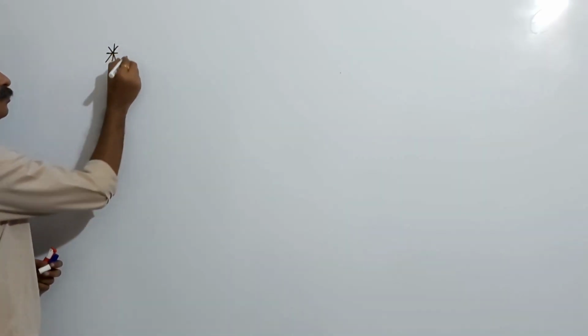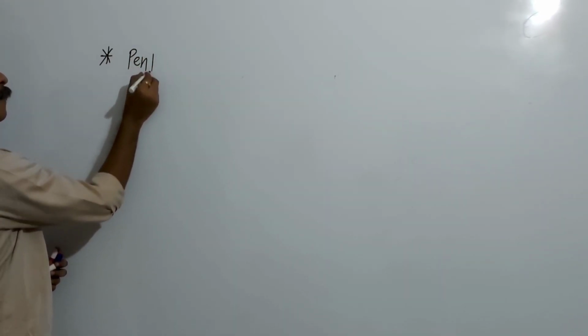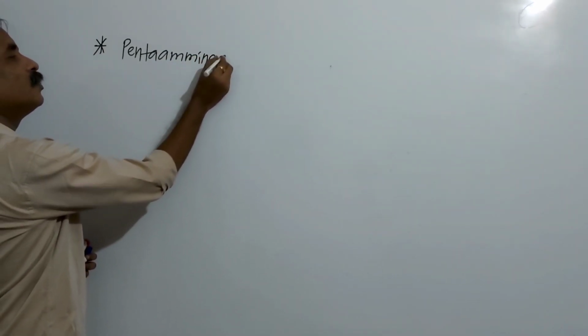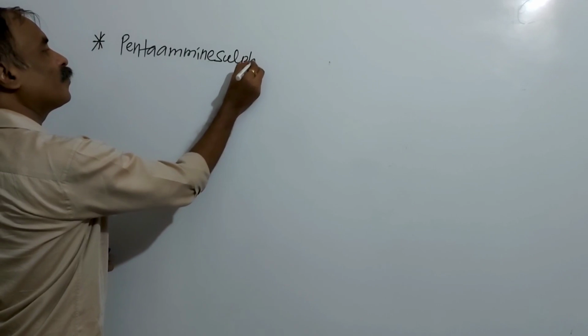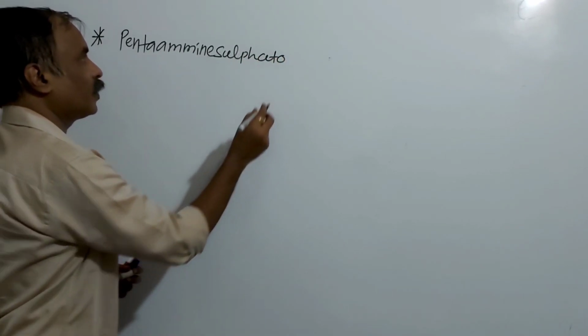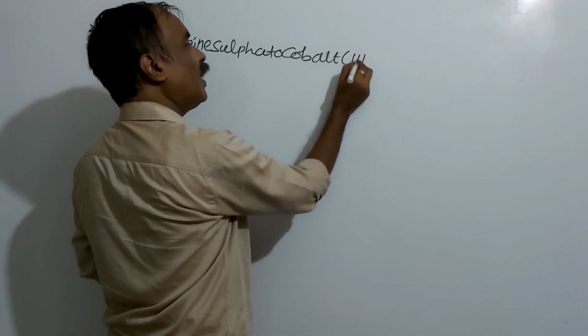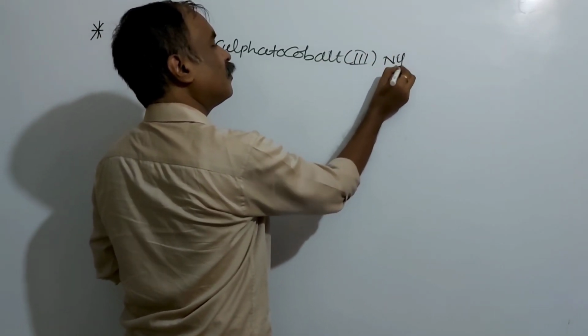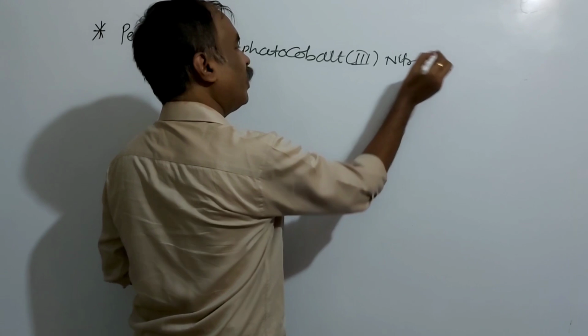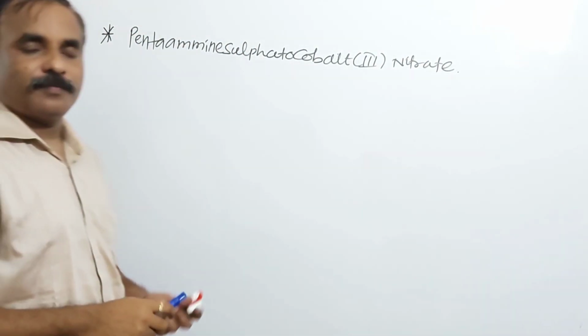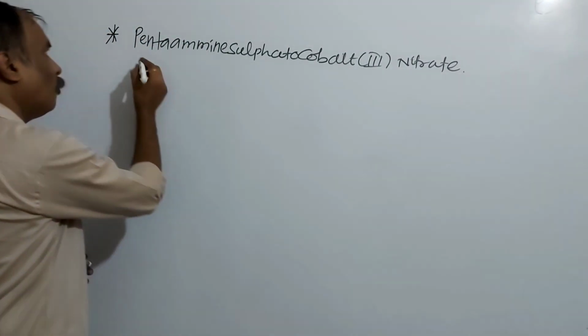Pentamine. Sulfato. Cobalt 3 nitrate. Cobalt 3 nitrate. Identify complex. ढूंढो कॉम्प्लेक्स को ढूंढो.